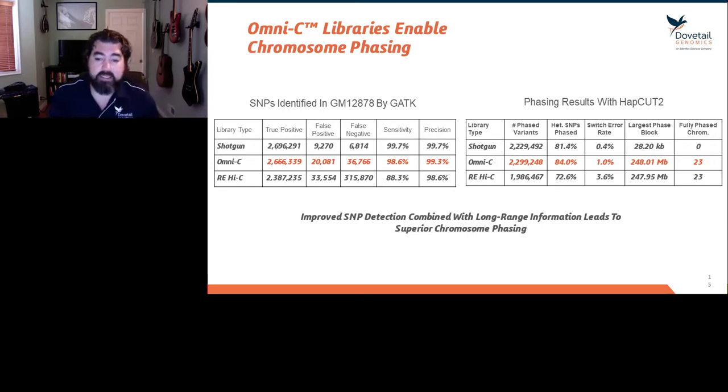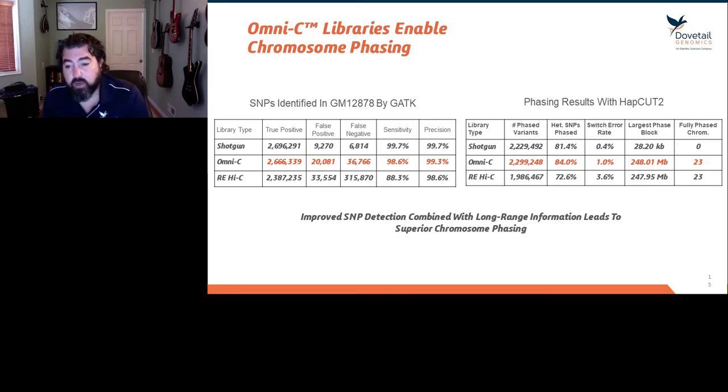Now, the table on the right is asking, can we successfully phase the haplotypes in GM12878 with the SNPs that have been identified through the Omni-C dataset, and comparing that again to shotgun data and HiC data. And so basically the punchline here is that Omni-C data, a sequence independent approach to fragmenting the genome, is able to capture more heterozygous SNPs than restriction enzyme-based HiC, which is what we expect based on the coverage. And we have a much lower switch error rate than what we see with other HiC approaches. It's not as good as shotgun, but it is much better than other HiC approaches.